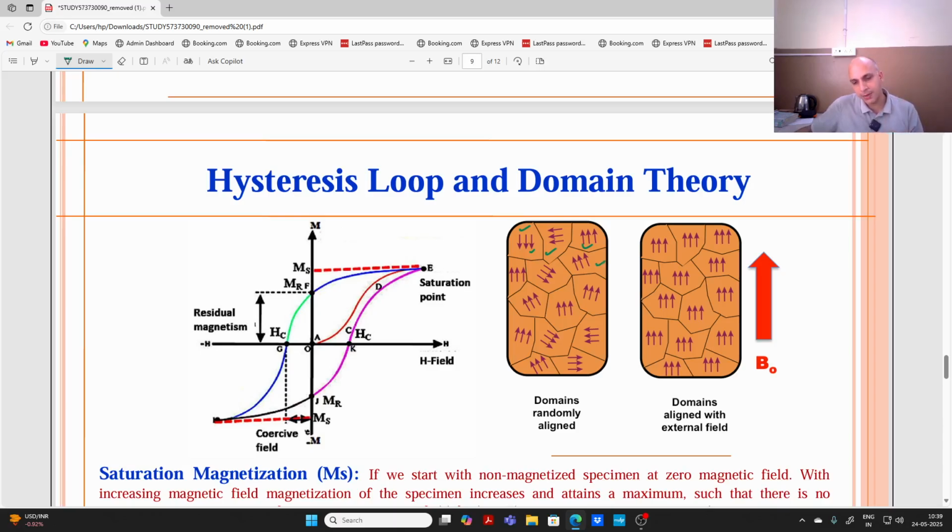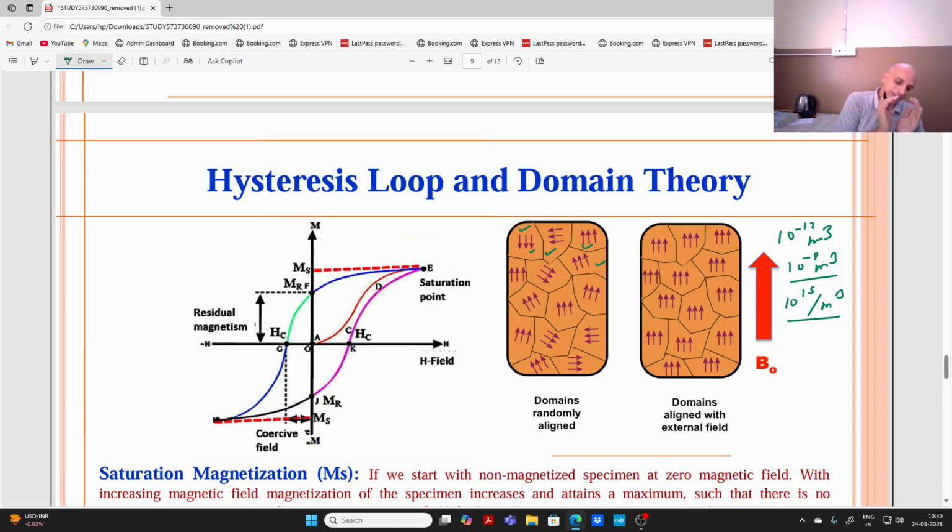The examiner can ask you what is the size of these domains. So their size is usually from 10 raised to power minus 12 meter cube to 10 raised to power minus 8 meter cube. This is the volume of these small domains, right? And the number of domains present in unit volume, 10 raised to power 15 domains can be there per meter cube. So this is the density of the domains.